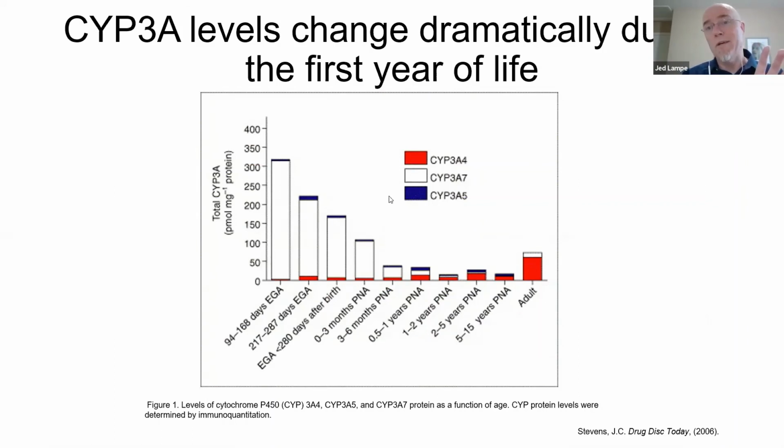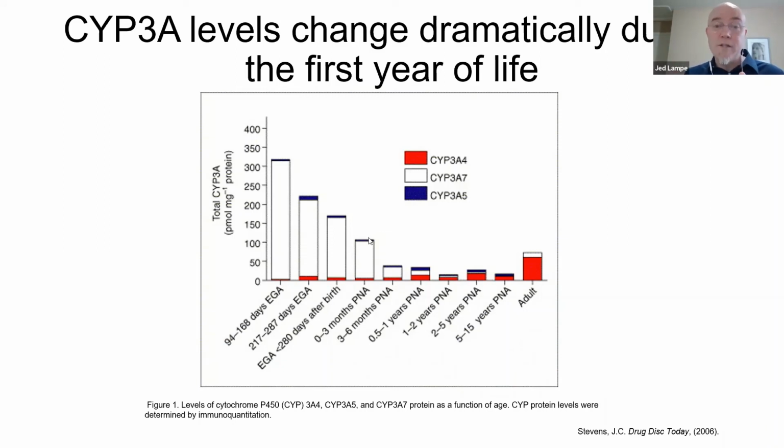What I'm showing you here is a panel from a group of livers. There's been about 12 livers that have been pooled together, and then they did a Western blot for the different 3A isoforms. So you can see, before birth, and then even out to 3 to 6 months after birth, most people are still expressing quite a bit of CYP3A7. There's a lot of inter-individual variability, so some people don't express as much as others.